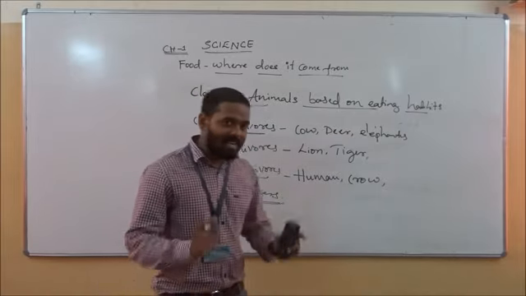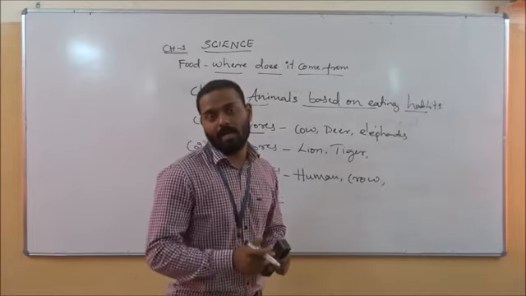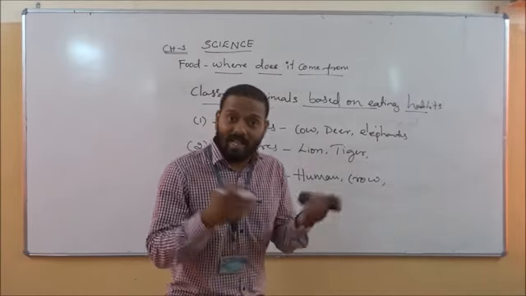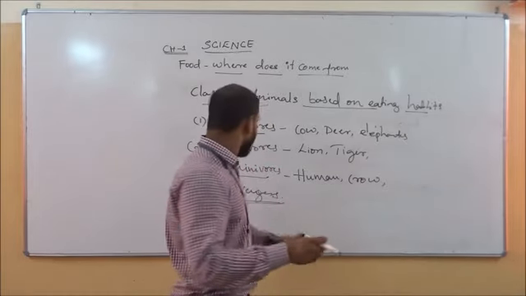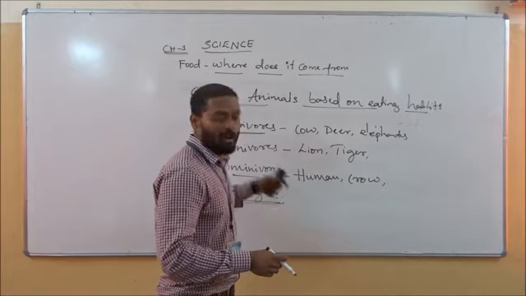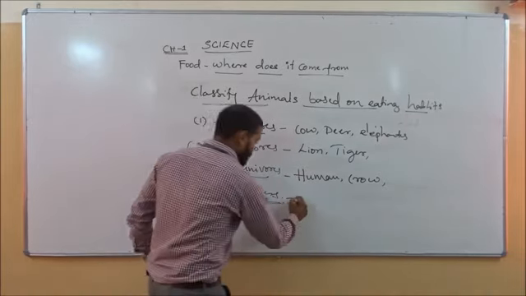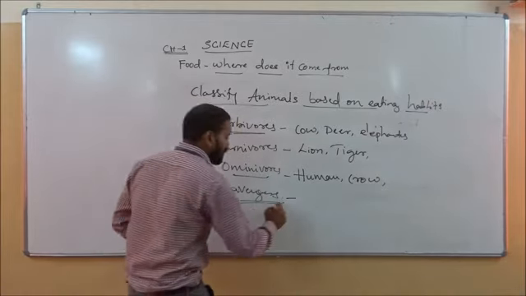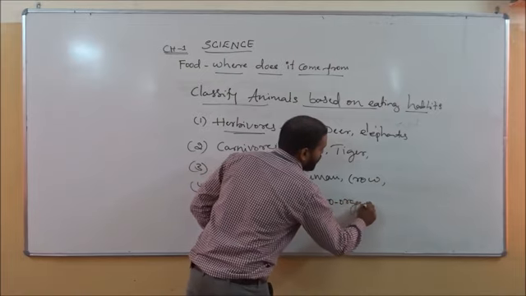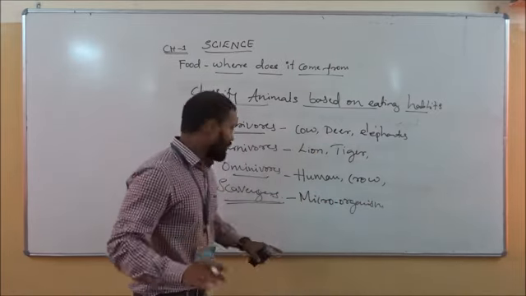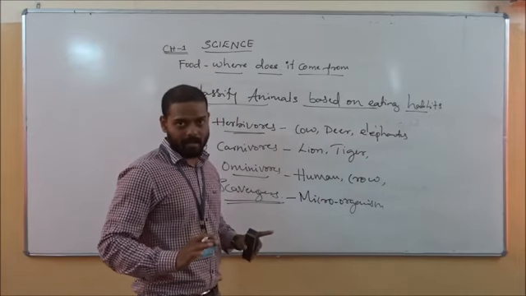The last one is scavengers. Scavengers are living organisms that depend on dead and decayed matter for food. Dead and decayed matter means the dead products of plants and animals. Those dead products are eaten by these animals for survival. Such living organisms we can call scavengers. Especially, microorganisms come under scavengers, because these microbes always depend on dead and decayed matter.